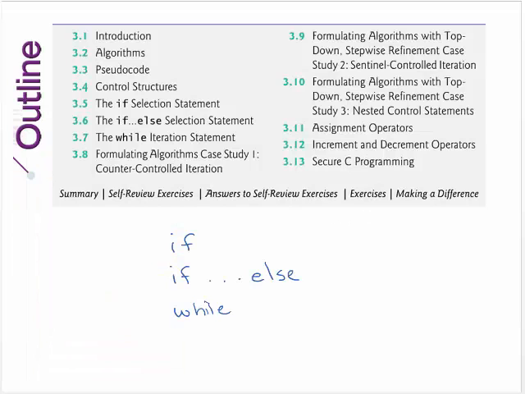Next slide. So this chapter is going to cover the beginnings of algorithm development, some concepts such as pseudocode and flowcharts, and we're going to introduce our first control structures, things that let us control the program. In particular, this chapter does the if-else statement, and the while iteration statement. We'll pick up a few other things along the way.